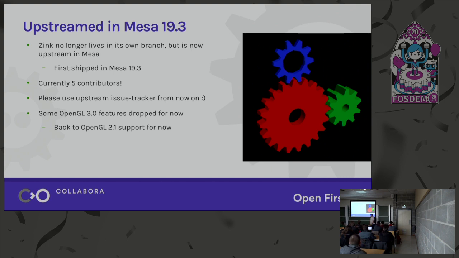And now everything happens upstream and in the upstream issue tracker and stuff like that. So no point in filing issues in my fork any longer. We've sadly had to revert away from the OpenGL 3.0 stuff. So we're now only exposing OpenGL 2.1. There's two major features missing that were in the last prototype that need some re-engineering.